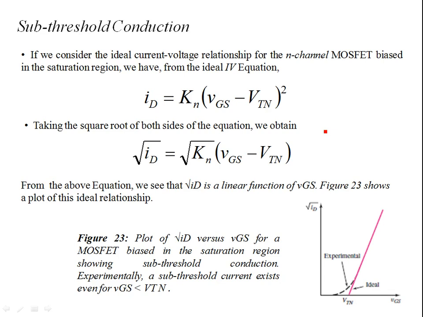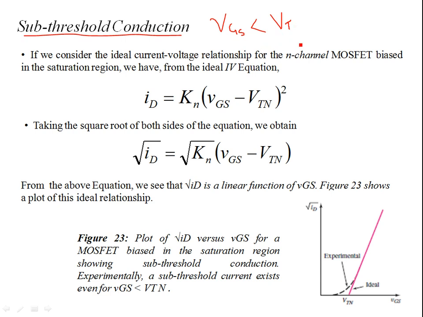Finite output resistance and the body effect that we have discussed in the last videos of MOSFETs, we have another non-ideality associated with the actual MOSFET, and that's the sub-threshold conduction. What it implies is that even if your gate to source voltage is less than the threshold voltage, which is the minimum voltage required to establish the inversion layer for the conduction of the device, you still have the current ID.